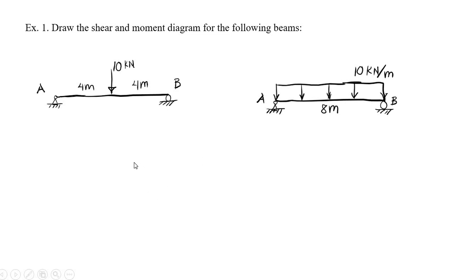Okay, let us have our first illustrative example. Draw the shear and moment diagram for the following beams. So we have our first beam. This is a simply supported beam with supports at A and B. The span is 8 meters with a point load at mid-span, which is 10 kilonewtons.